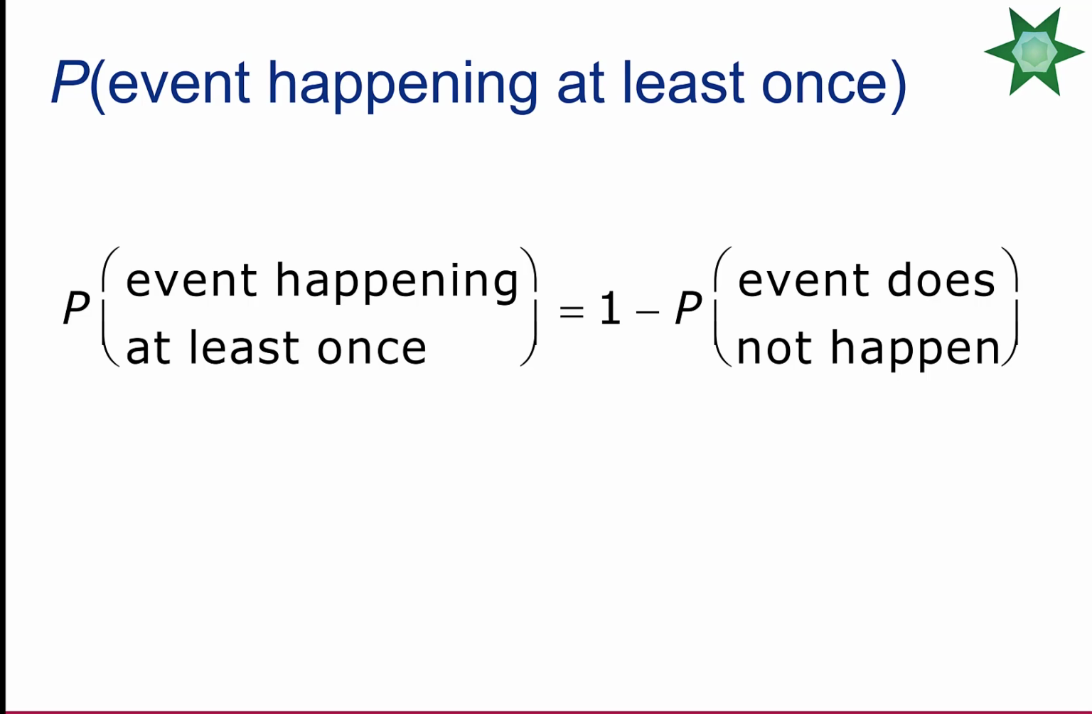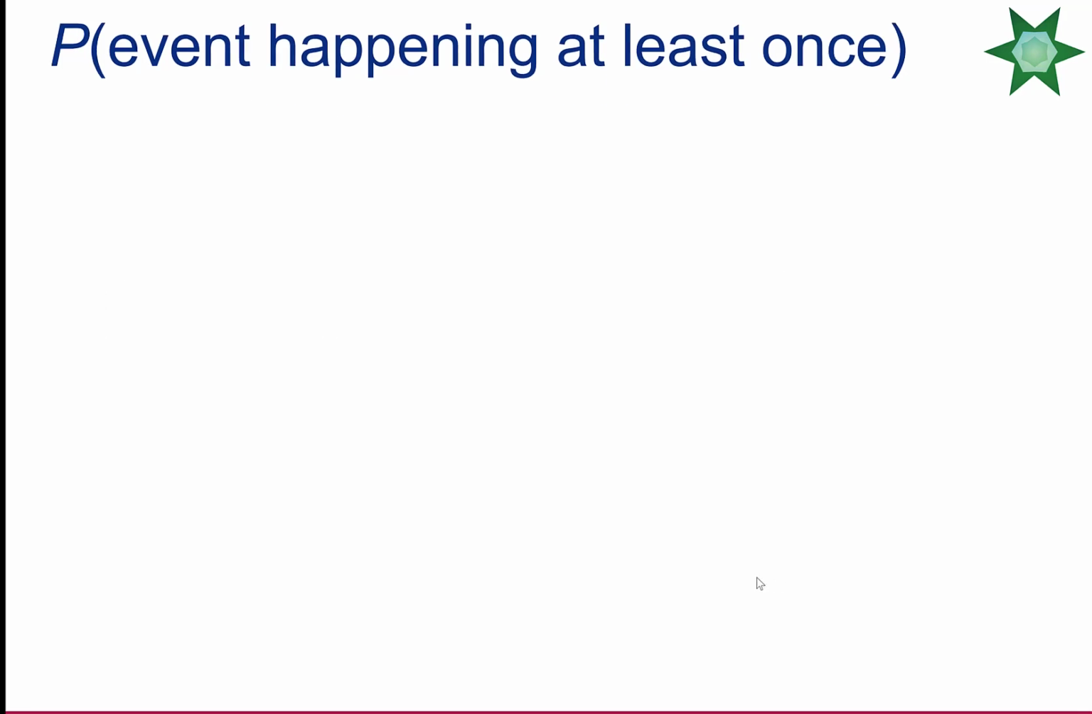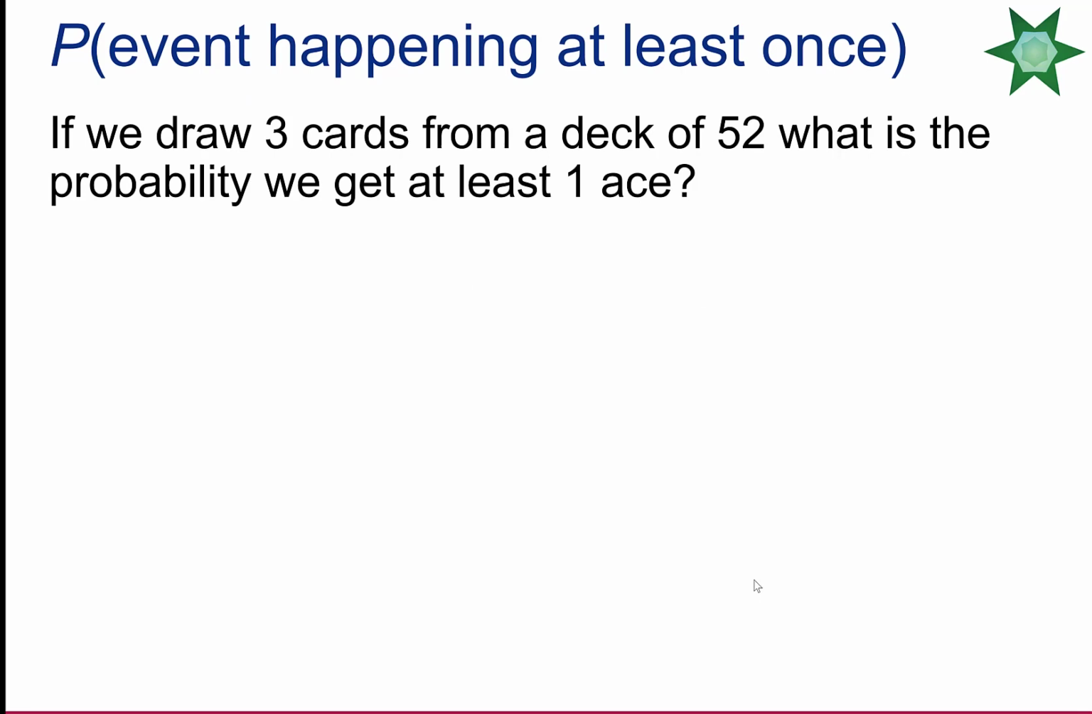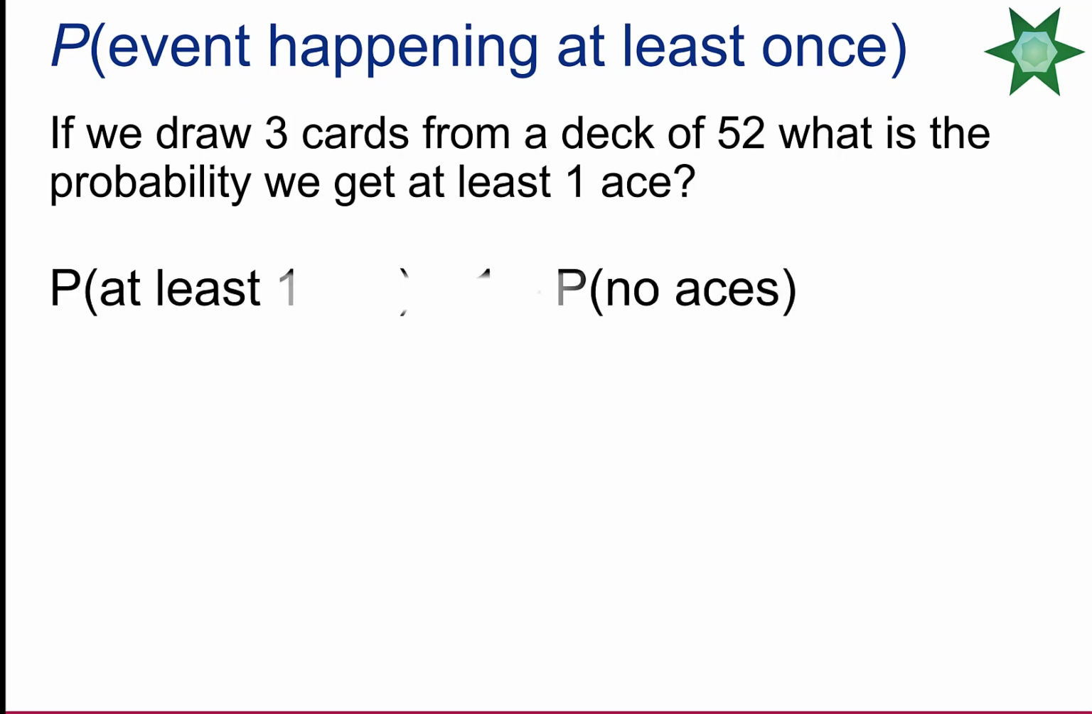And lastly, the probability of an event happening at least once is going to be 1 minus the probability the event does not happen. If we draw 3 cards from a deck of 52, what is the probability we get at least 1 ace? So the probability of at least 1 ace is 1 minus, and notice that the event of at least 1 ace is the complement of the event of no aces.